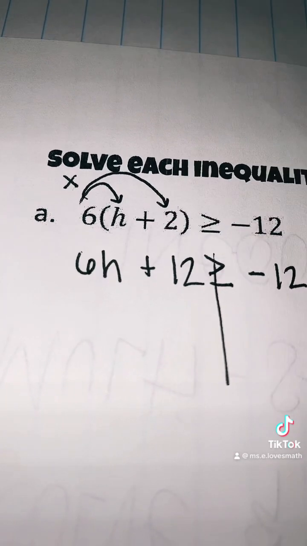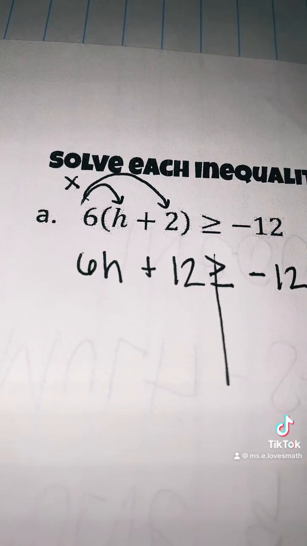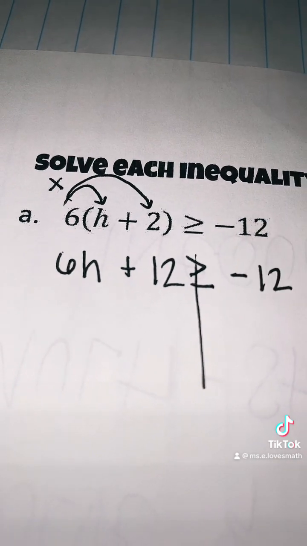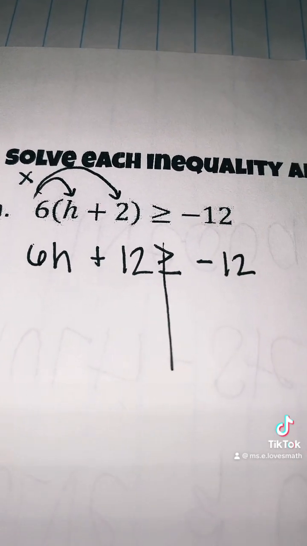6 times h is 6h. 6 times 2 is 12. You bring down your symbol greater than or equal to and bring down your negative 12.